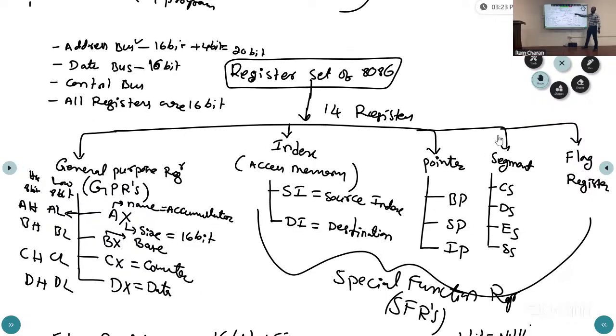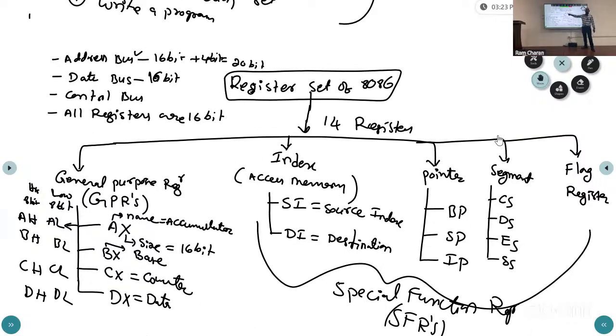Okay, you can see the total 14 registers: 4 plus 6 plus 9 plus 13 plus 1. Total 14 registers, right?